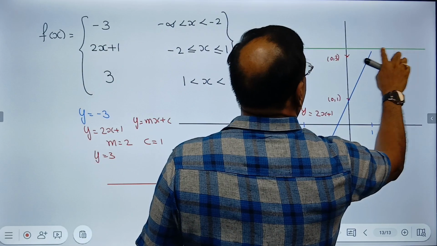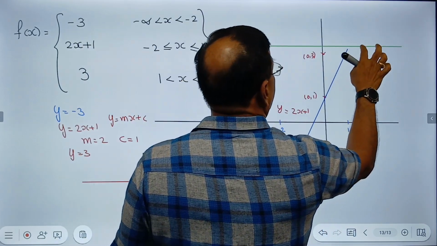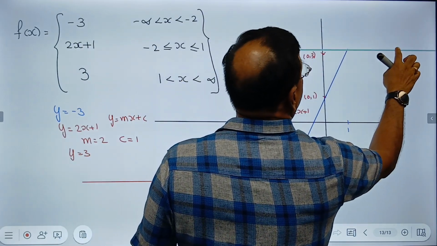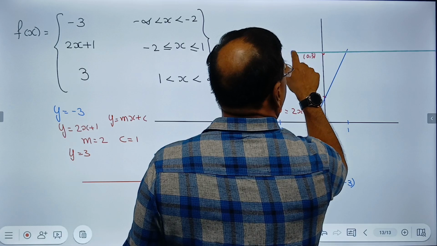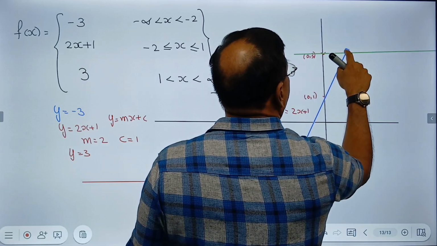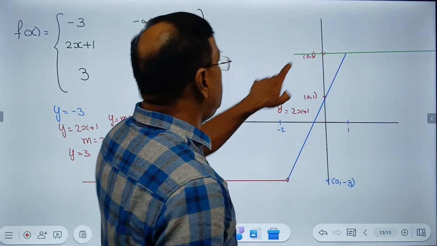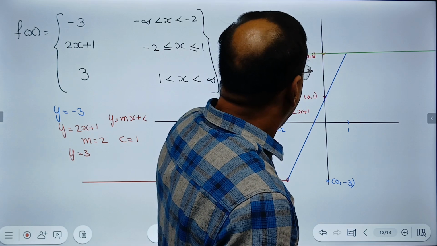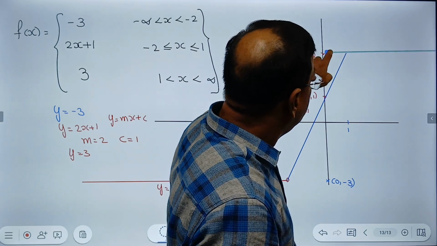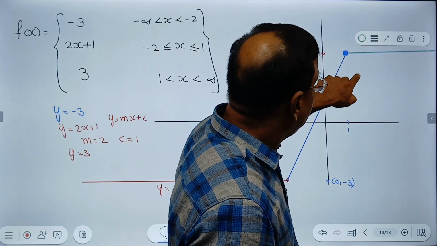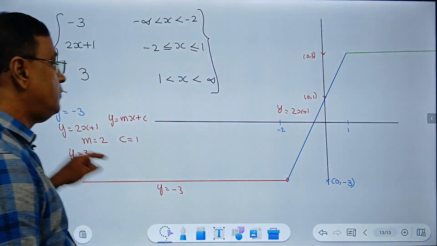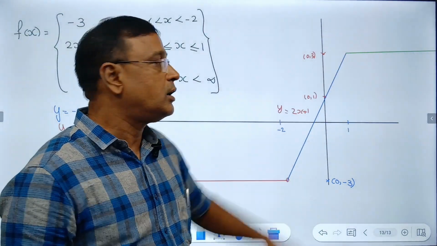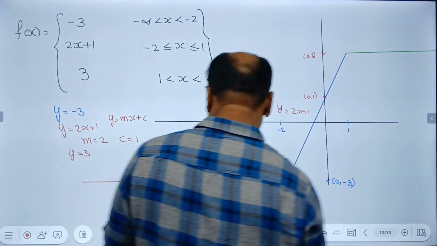So this is the line. So it goes on. It can't be here because it is only for greater than 1. So this is how you draw the graph of y equal to 3.